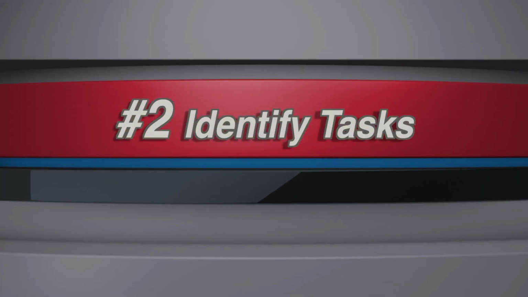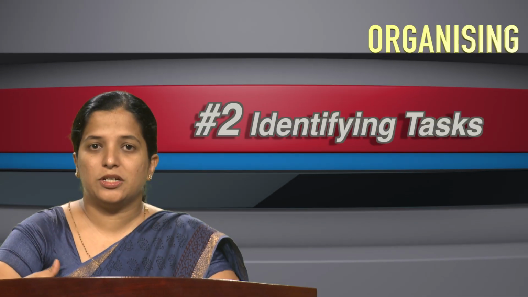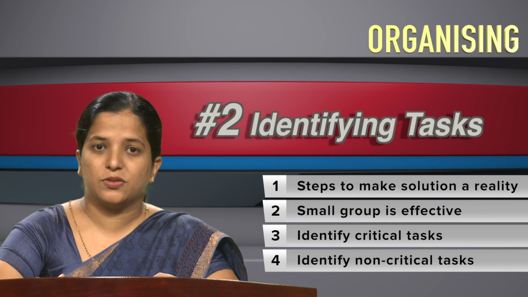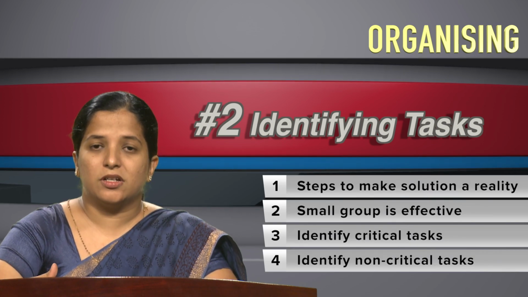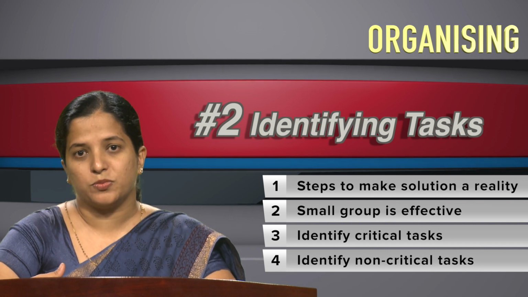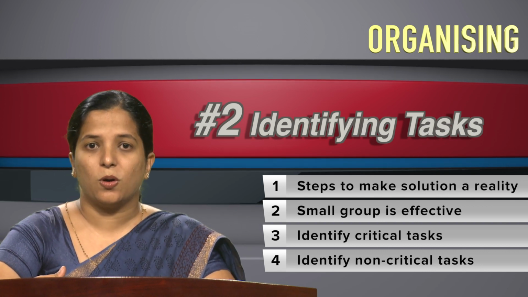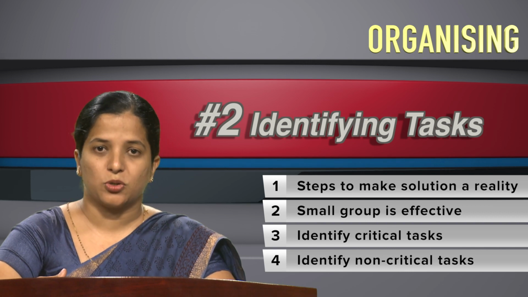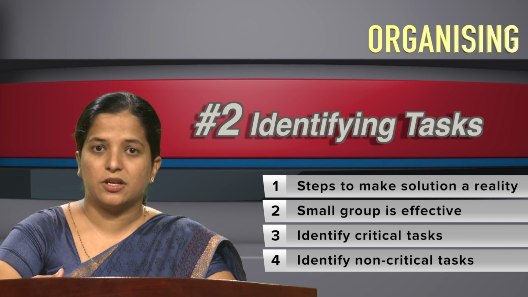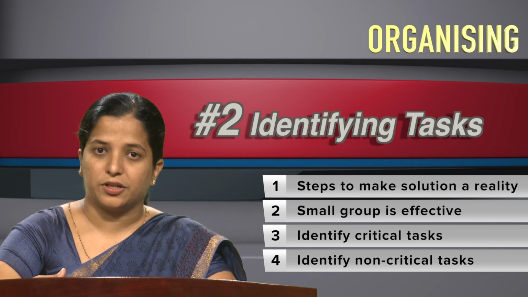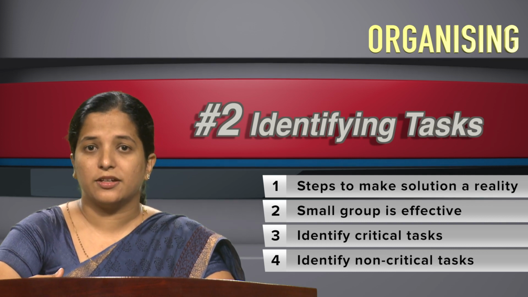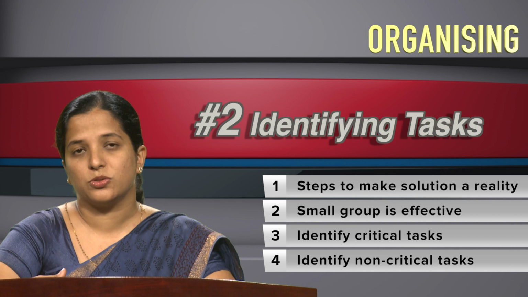The second step is to identify tasks. We need to identify all the tasks that are necessary to be undertaken for the attainment of objectives. The quantum of the task load is dependent on the multiplicity of objectives. Therefore, all the tasks need to be grouped into jobs so that they are duly classified and unnecessary duplication and wastage of efforts are avoided. Also, this step identifies the critical and non-critical tasks which help to make the solution a reality.